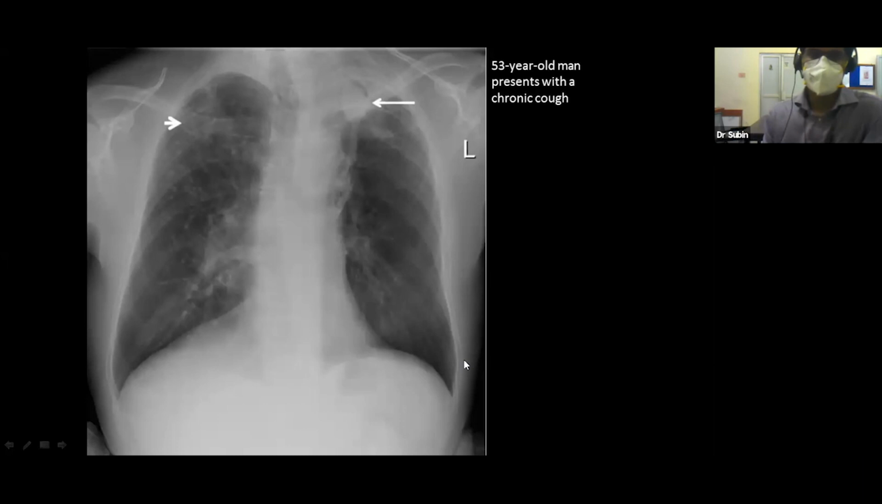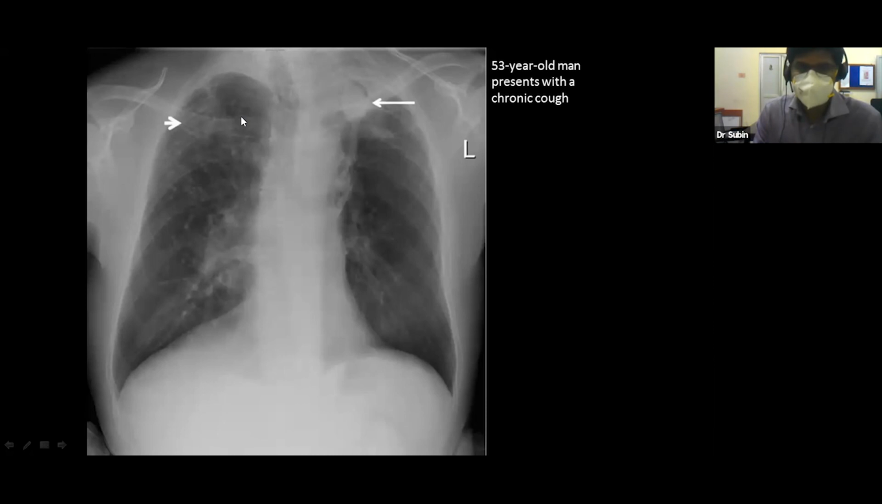Okay, the patient presented with chronic cough. Where do you think the abnormalities are? I've already put arrows where they are. Can you think of what it could be? What is happening in the lung? He presented with chronic cough. There is this opacity seen in the left upper lobe, and there are these smaller nodules, small tiny things seen here.